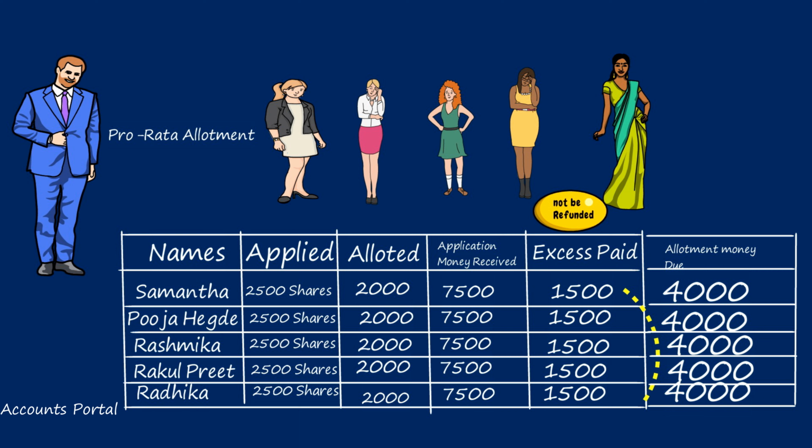The excess application money will not be refunded in the case of pro rata allotment. Instead, the company will keep it to adjust against the allotment and call money in the future. If there is still a surplus after adjusting allotment and call money, the applicant will be refunded.